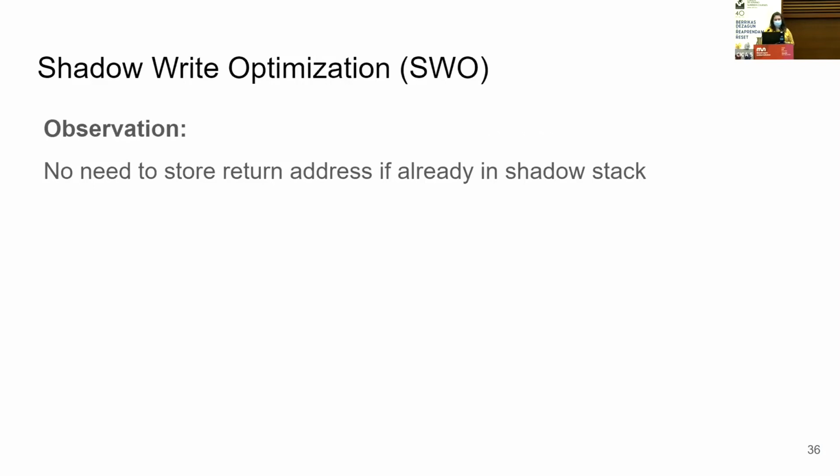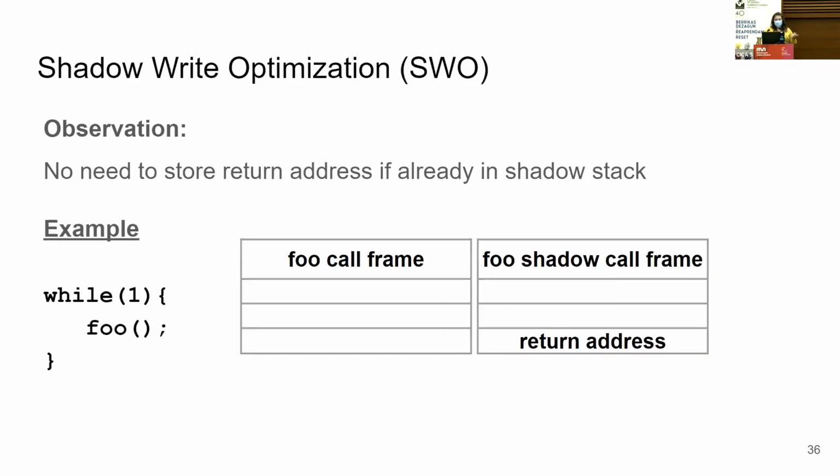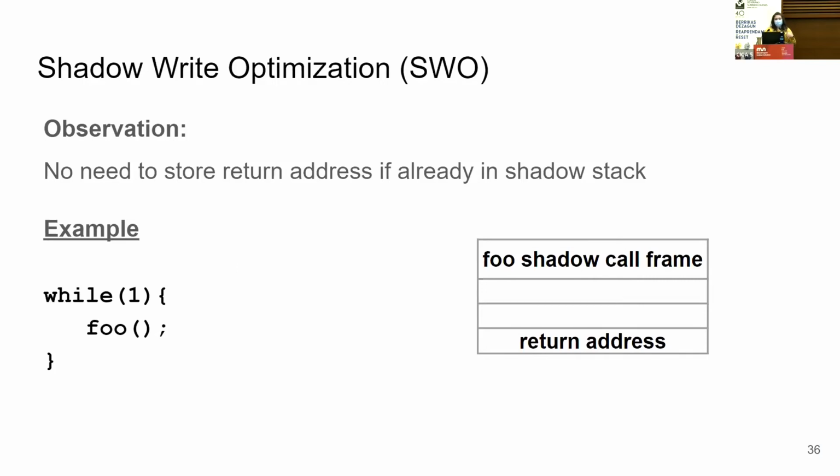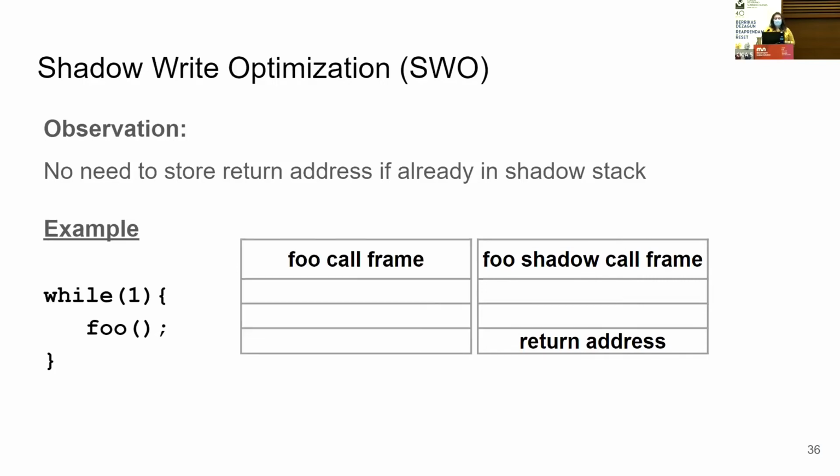As an example of how this can happen, let's say that we have function foo called repeatedly in a loop. The first time that foo gets called, it pushes a call frame on the stack, and IskiOS pushes a shadow call frame on the shadow stack, having the return address for foo. Foo returns, then foo gets called again. Then IskiOS doesn't need to save this return address again. It's already there, at the appropriate place.